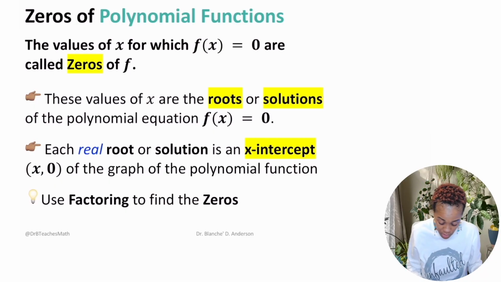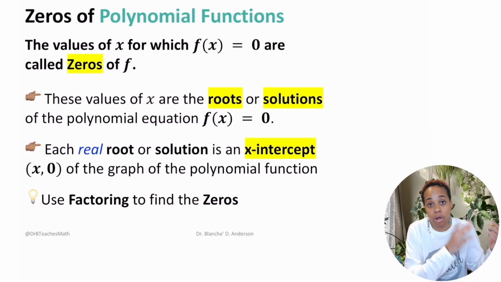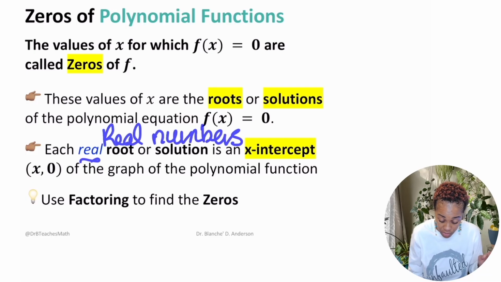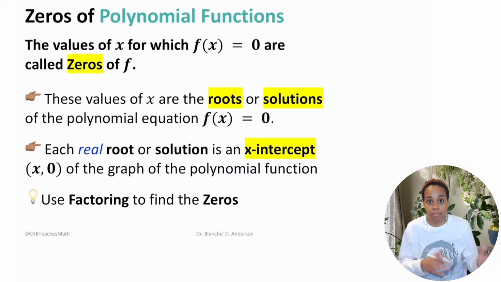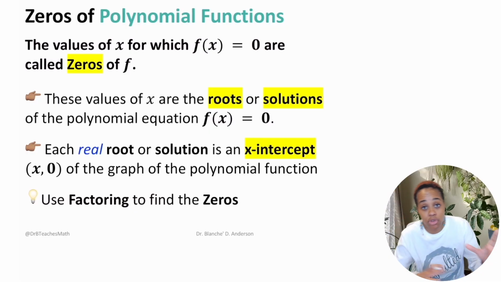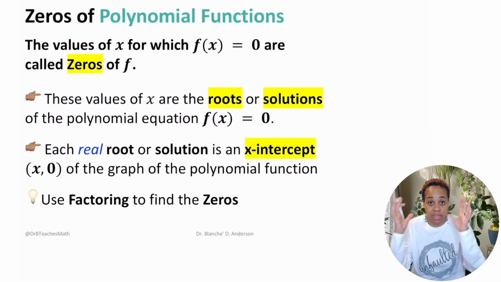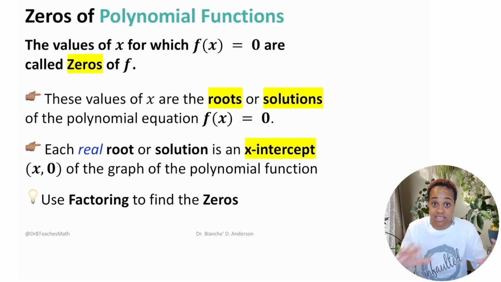And how do you find the zeros? You just use factoring. The factoring will tell you where all the zeros are. Not all zeros are real zeros. Real meaning real numbers. You can have some imaginary zeros. You can have some complex zeros. We'll just stick with complex. So you either can have real zeros or you can have complex, or what they call imaginary zeros. But in this lesson, we're just going to stick with real zeros, the ones that you see on the x-axis, not the fake, imaginary ones.